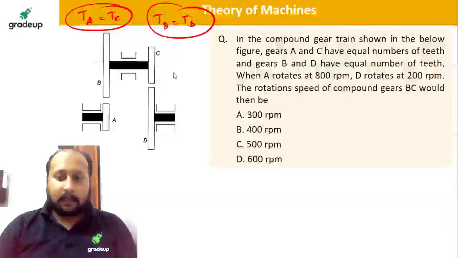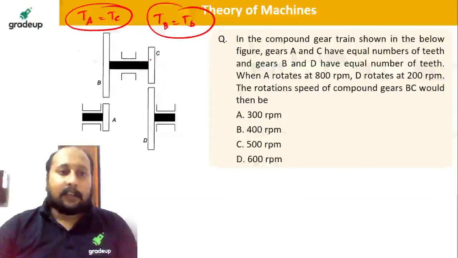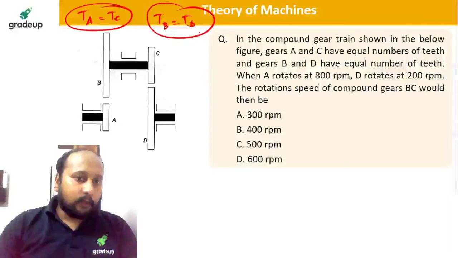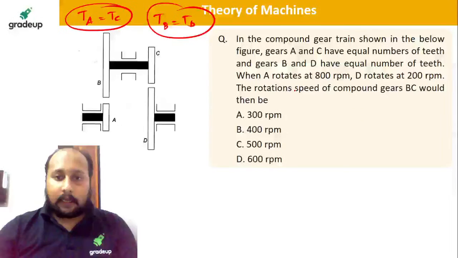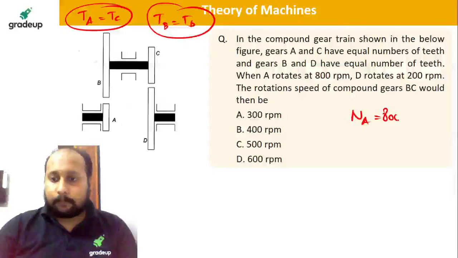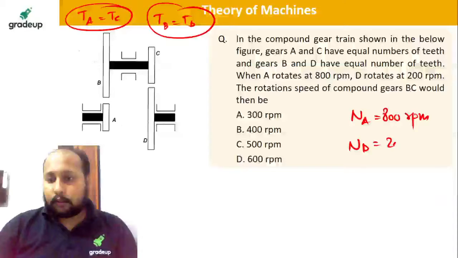So TB is equal to TC, TB is equal to TD. NA rotates with 800 RPM and ND rotates at 200 RPM.